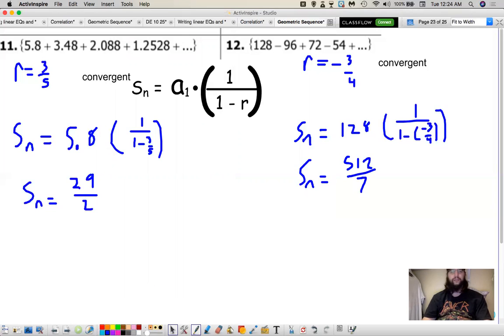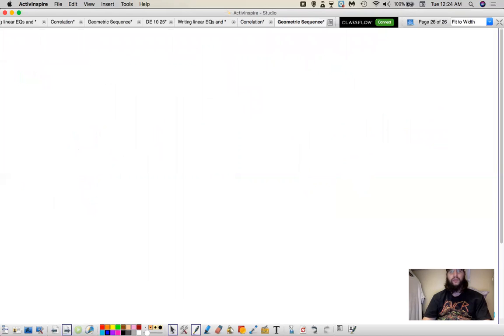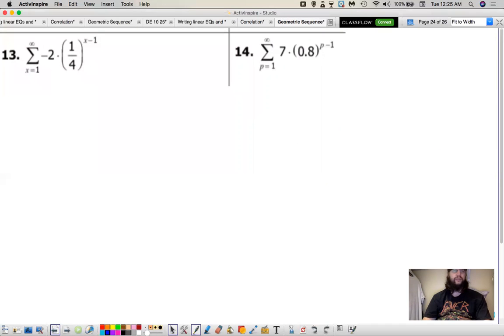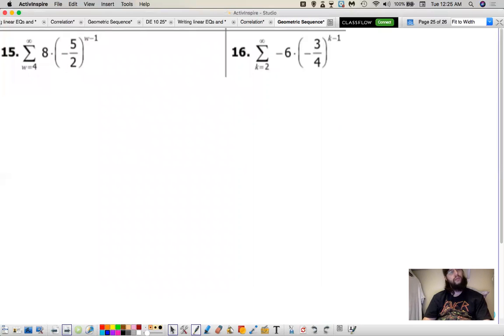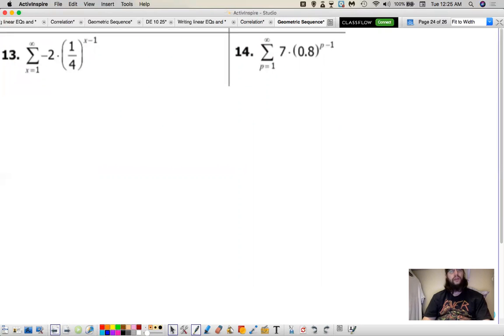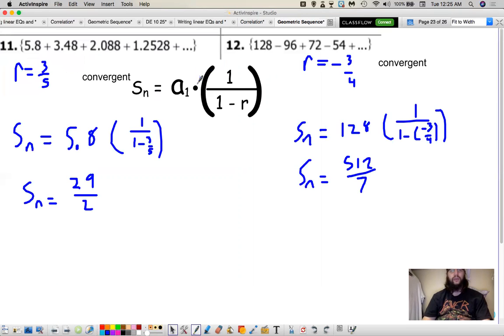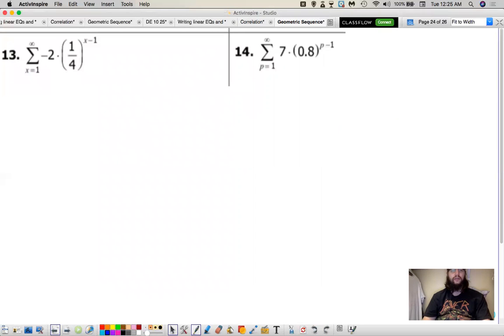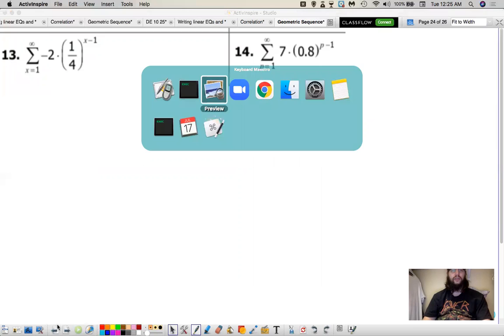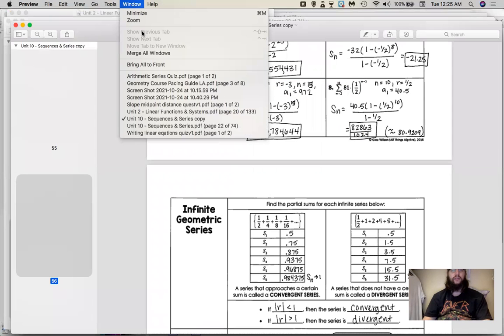Okay. Keep going. 4 to go. All right, so these are all going to infinity. You see this? That's the infinity symbol. Don't forget it. So the main thing we need to know is A1 and R. We have to assume convergence on these.